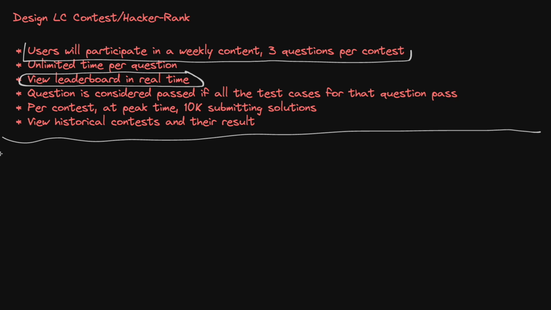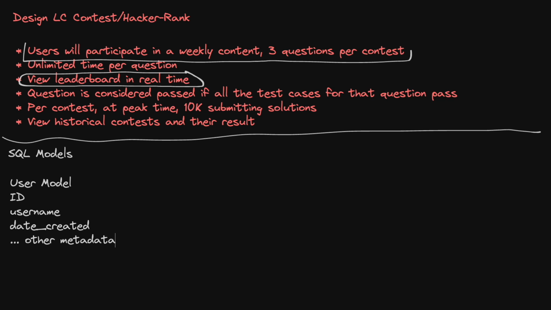At this point, we can go to the next stage, which is to think about what the SQL models we would need here would be. So the SQL models for our database. We're going to need basically 4 models off the bat. We're going to need a user model. And what can we have here? We can have the ID, their username, the date created and some other metadata. Okay, so that is the user model. And we'll just have some information there.